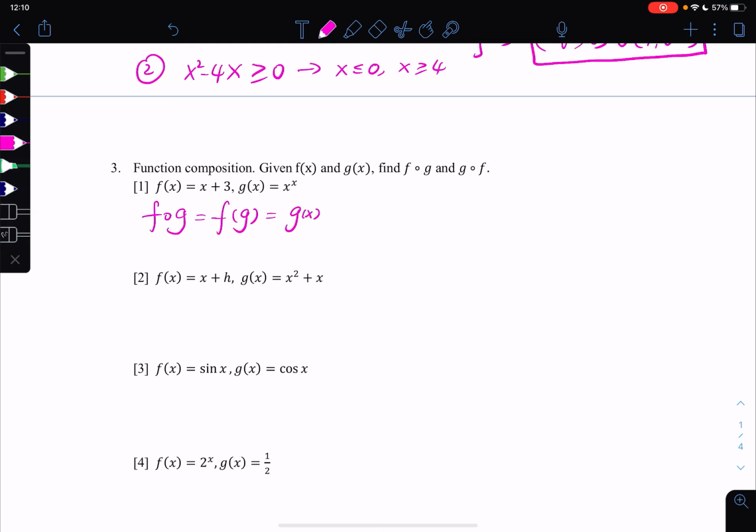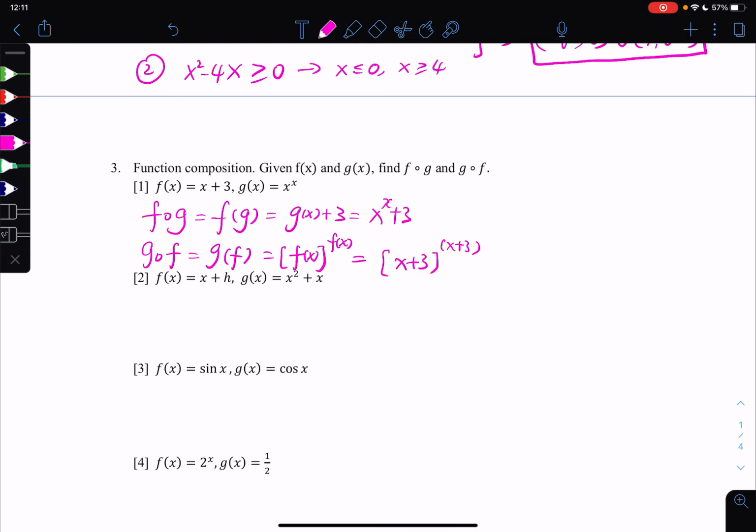So it's g of x plus 3, in other words, it's x to the x plus 3. If it had been the other way around, you are going to replace the x in your g function, so you have f of x to the power of f of x, so you end up with x plus 3. Like I said, it's a common practice to use a parenthesis to hold whatever you have to avoid misunderstanding.